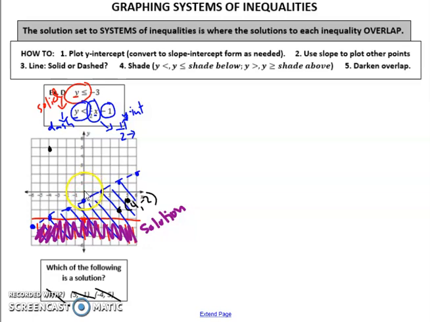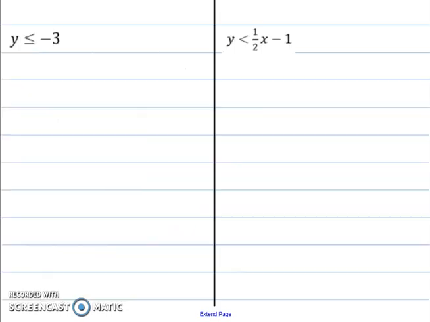So let's look at D. Pick a point. Origin's not there, but I can go down here. Let's do 0, negative 5. We'll use that point. So 0, negative 5. All right, so x and y, substitute in. This one only has y, so I put in negative 5 is less than or equal to negative 3. Yep, negative 5 is less than negative 3. It's further left on our number line.